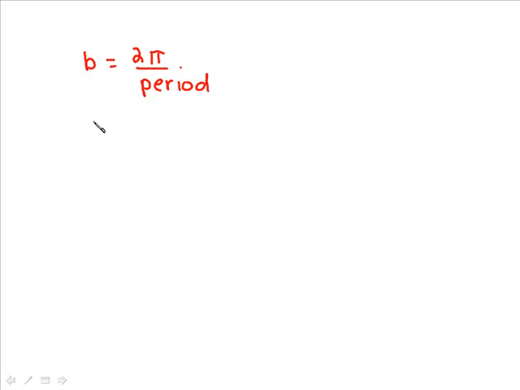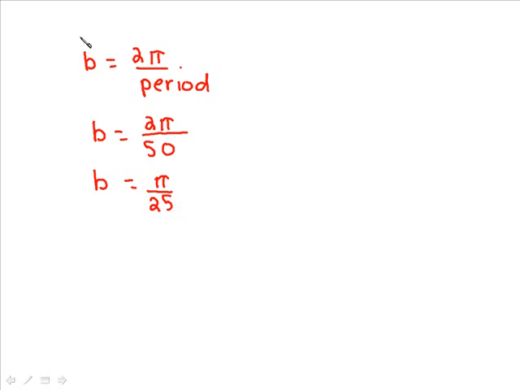So the B value will be equal to 2 pi divided by the period of 50 seconds. And I'll just write that as 50, not put the units in it for the calculation. So B is equal to pi over 25.